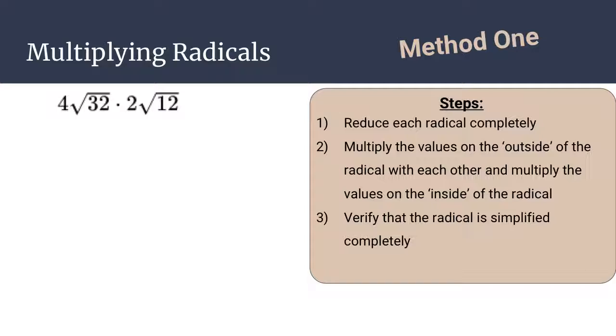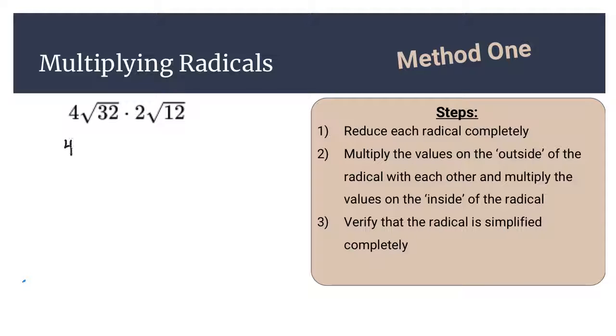The other operation you'll have to do is multiply your different radicals. So here we have a multiplication sign inside here. We have these multiples out front of our radicals just to make sure we can actually know what parts we're multiplying. Here these steps are slightly different, but they do start with reducing each radical completely. Then you're going to multiply the values on the outside, that'd be the 4 and the 2, with each other, and multiply the values on the inside radical. Now this is after we've completely simplified, and then you want to verify the radical is in fact simplified completely, and we'll look at an example of that a little bit later. So let's start by reducing each of these.